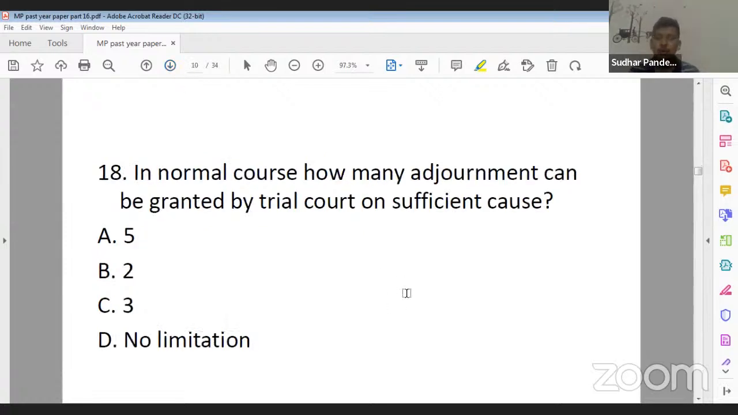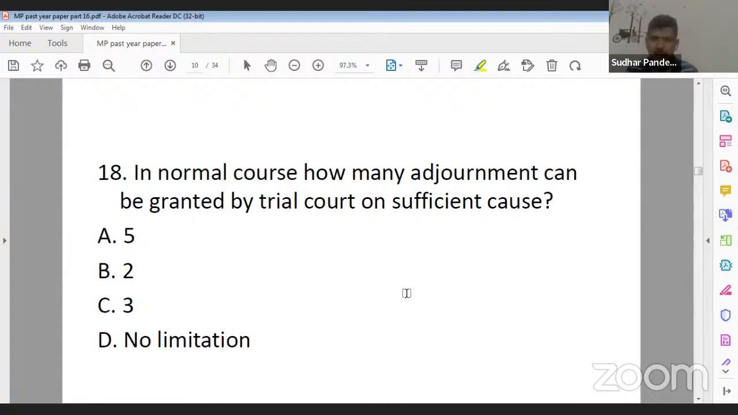In normal courts, how many adjournments can be granted by the trial court on sufficient cause? Your options are option A, 5, option B, 2, option C, 3, and option D, no limitation. Adjournment is particularly defined under Order 17. Under Order 17, how many adjournments can be granted? 5, 2, 3, and no limitation. What should be the correct answer?